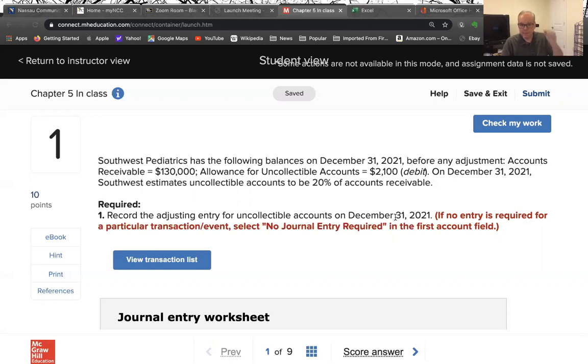All right, and then they give you that nonsense about if no entry is required. Well, there will be an entry required. And what entry are you going to make on December 31st? Forget about the numbers for a minute. What accounts are you going to debit and credit on December 31st? Adjusting entry for uncollectible accounts. Anybody? Debit what account, credit what account? No takers?